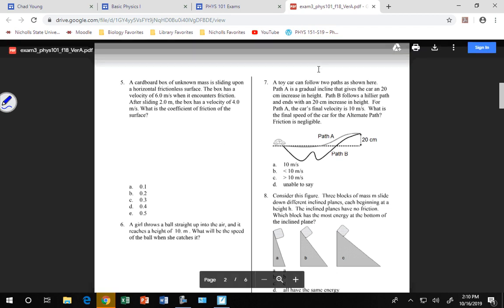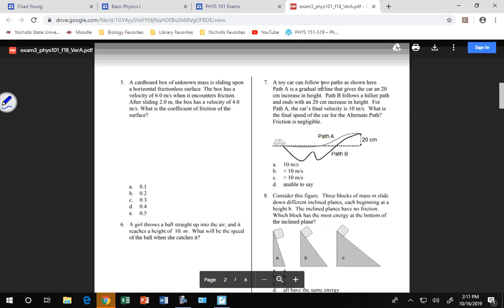Okay, I like number 5. If it's not on the quiz, it'll be on the test. A cardboard box of unknown mass is sliding upon a horizontal frictionless surface. The box has a velocity of 6 meters per second when it encounters friction. It slides 2 meters, and then the box has a velocity of 4 meters per second. What is the coefficient of friction for the surface?